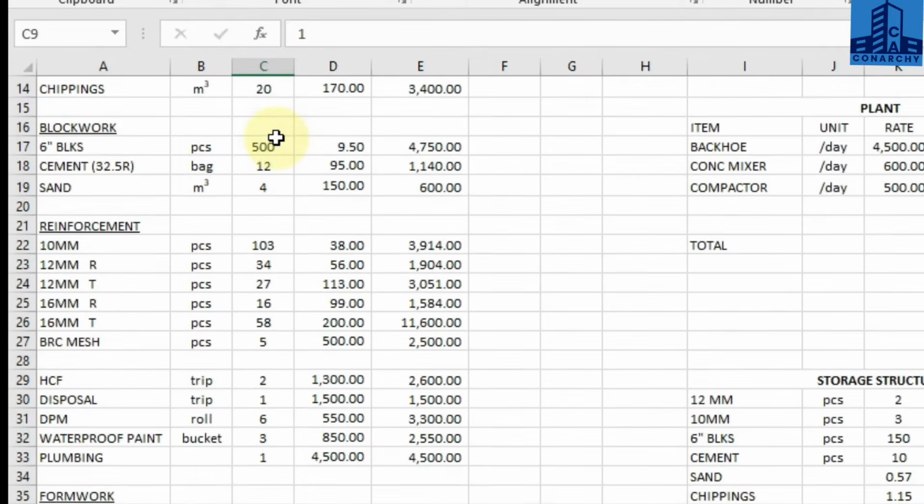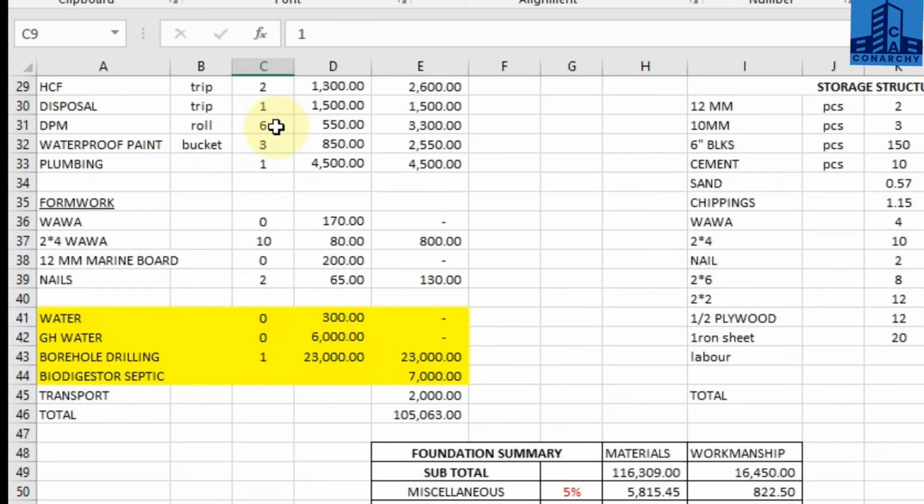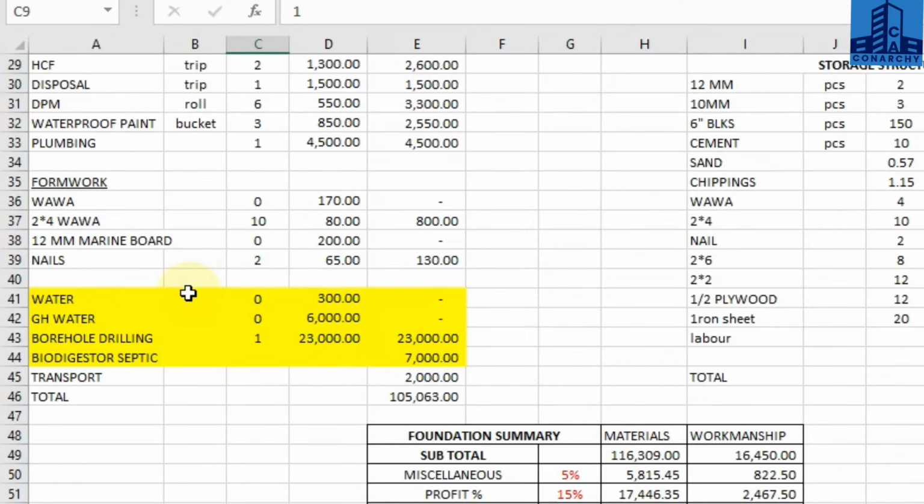As a way of mitigating the cost, we try not to buy another wire board. After the setting out, we can just take off that wire board and reuse it. But we need 2x4 for the formworks, for the column formworks, and we need another set of 2x4. For the 2x4, we need 10 pieces. The 2x4 wire board is costing around 80 cedis. You just multiply it to get your amount.